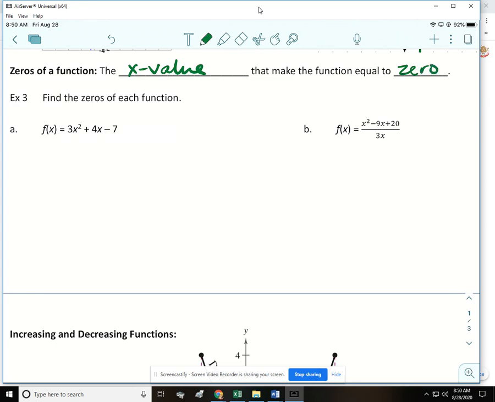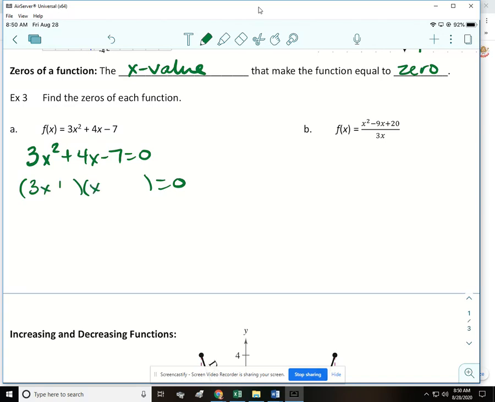So we've already done this. We haven't necessarily called it finding zeros, but if we're finding a zero of a function, we set the function equal to 0 and then do whatever we have to do to solve it. So for this quadratic equation, to solve it, we're going to factor.